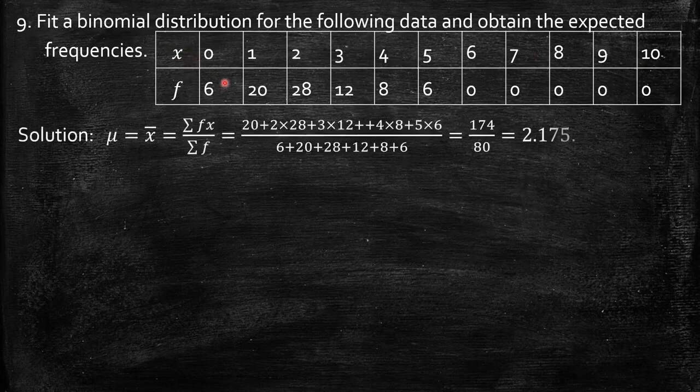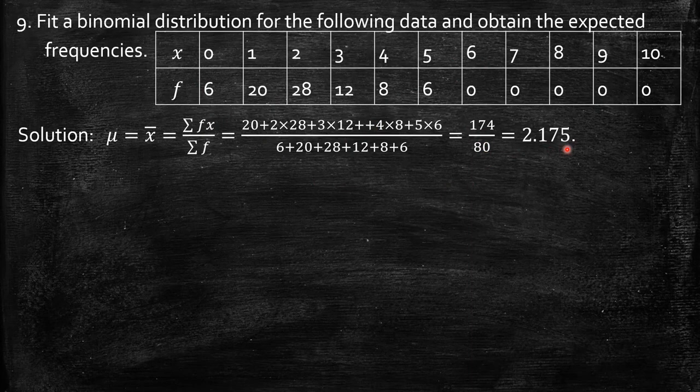I can find the mean as x bar, which is summation of f into x by summation f, the frequency into x. So sum of the product of these two. I have taken that: 0 into 6 plus 1 into 20, that is 20, plus 2 into 28 plus 3 into 12 plus 4 into 8 plus 5 into 6 plus everything else vanishes. That is divided by the total sum of frequencies, that is here 80. So 174 by 80 gives 2.175.